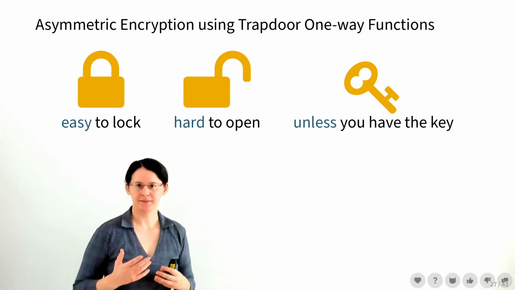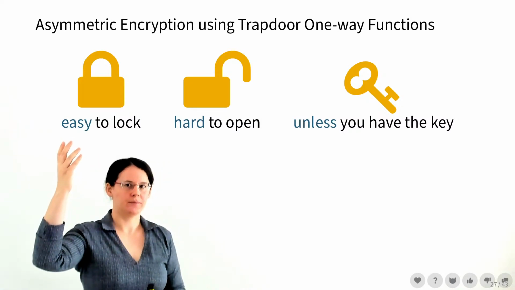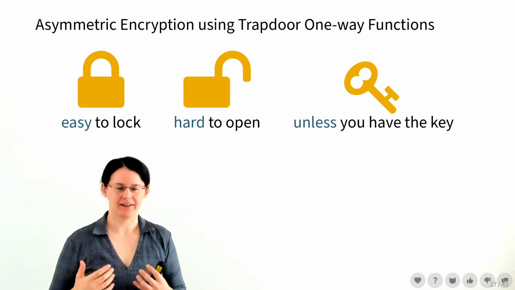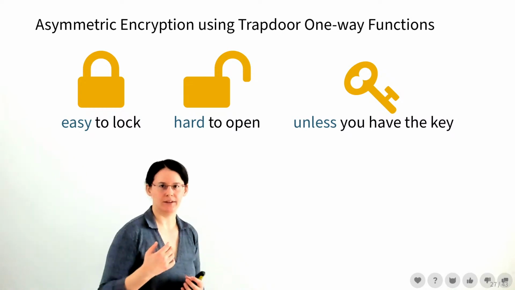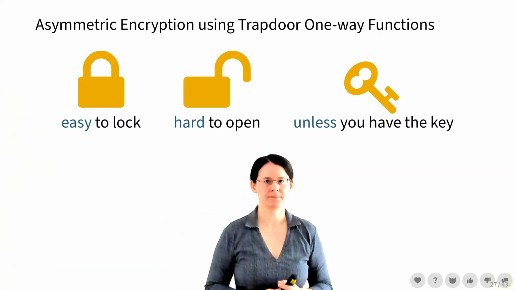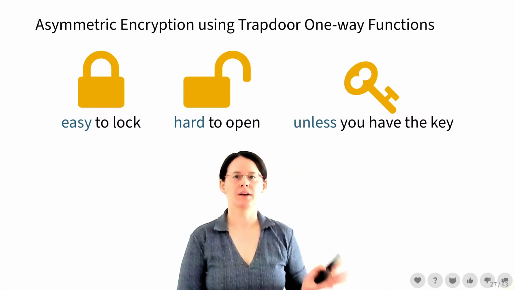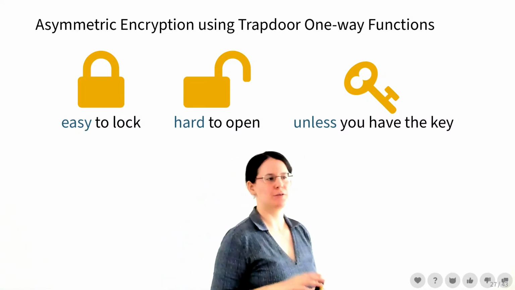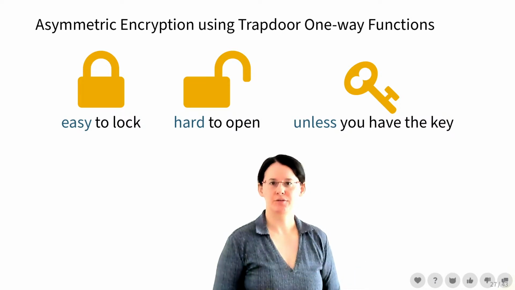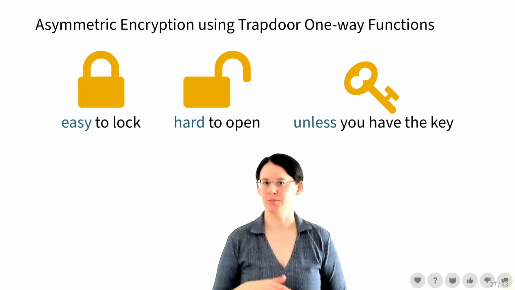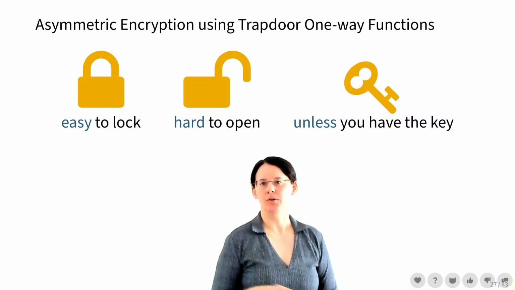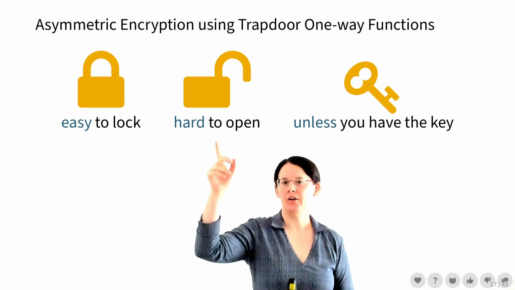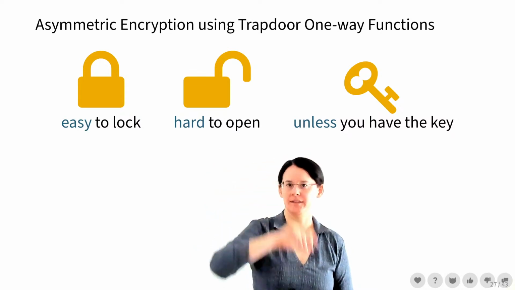So we want a mechanism that is easy to lock. In our case, this would mean easy to encrypt, like a regular lock, the physical thing. Easy to lock, you don't need anything for that. However, it's very hard to open. In our context, this would mean it's very hard to decrypt, so to compute the function backwards, unless you have an extra bit of information. In the real physical thing, this extra information is the key, and in our case, this information is also the key, the private key. So for locking, you need only publicly available stuff. For unlocking, so for decrypting, you need something, and that is the key.